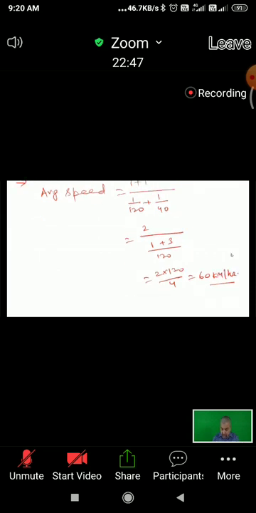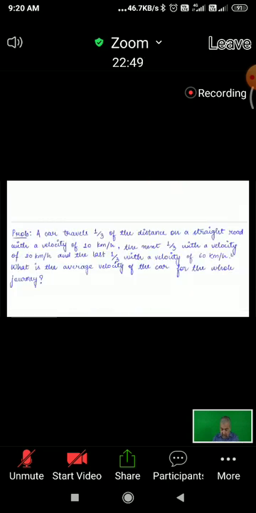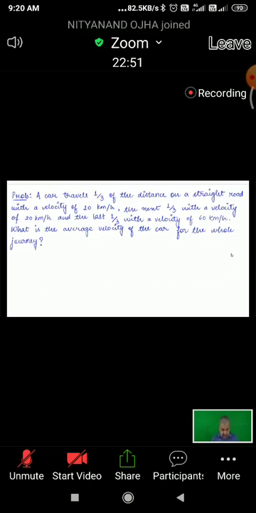The next question you should try, and that is this one. Try this question. Yes, Kajal Kumari, answer will be same. But why to use general formula when actual distance is given?